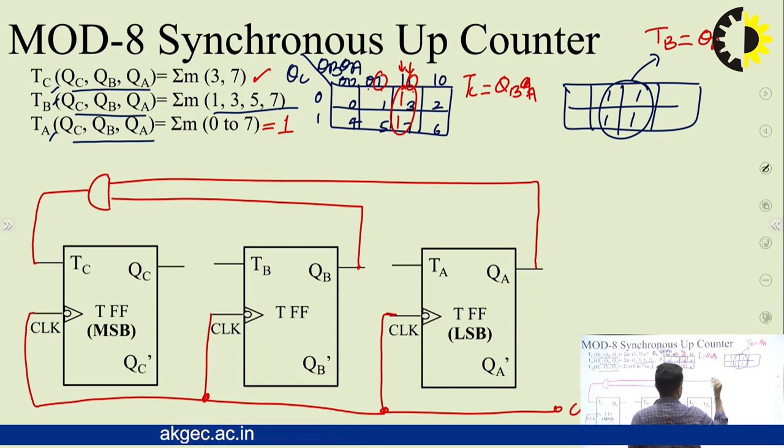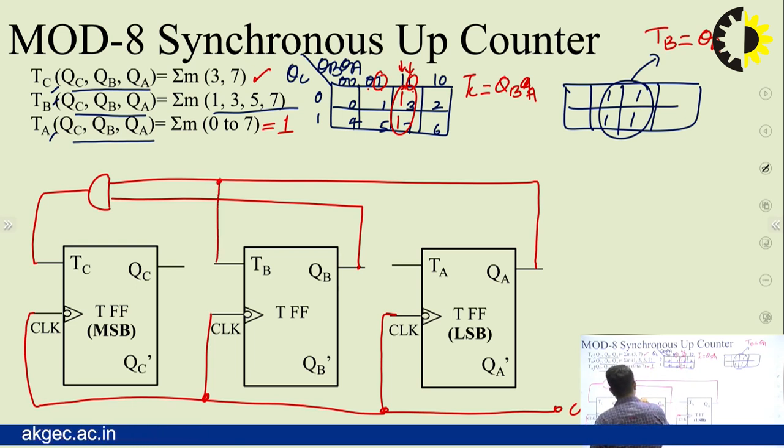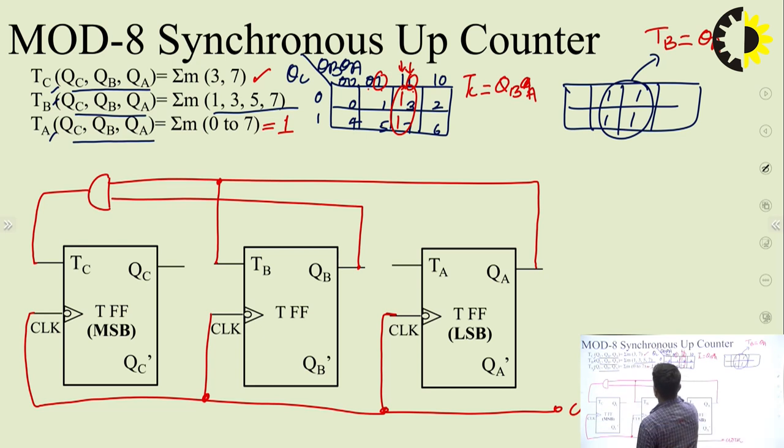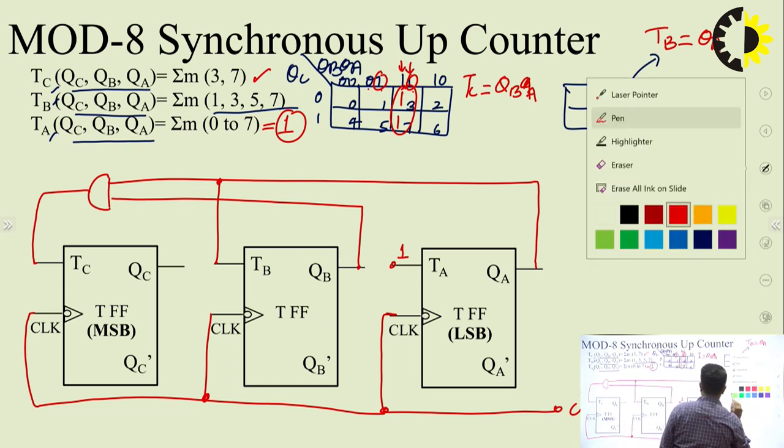Similarly, TB is connected to QA. So this is QA, and it can be connected to TB. And TA is equal to 1, that means this TA is tied to 1. And the outputs can be taken for display as well.